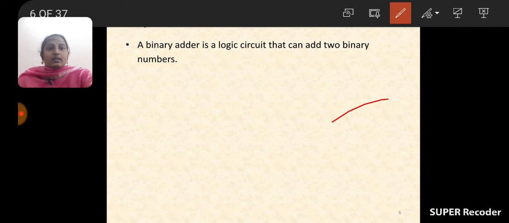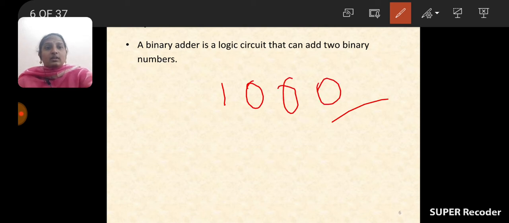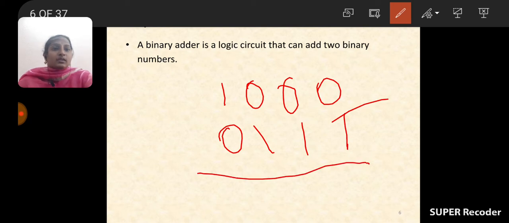For example, 1 0 0 0 is a nibble and 0 1 1 1 is another nibble. So here we would like to add 0 plus 1, 0 plus 1, 0 plus 1, 1 plus 0. So this is the addition. It is a kind of parallel addition. Parallelly, more bits will be added at the same time.